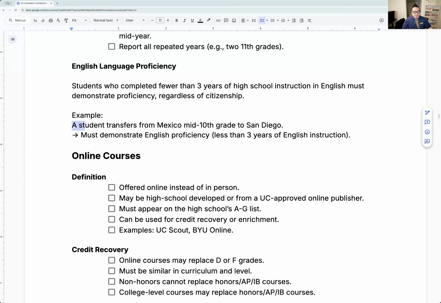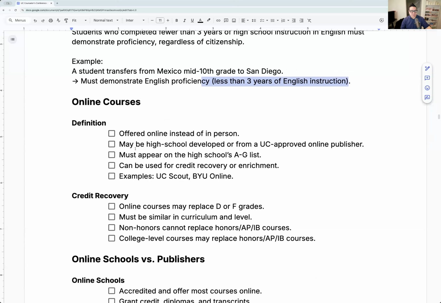For example, if a student transfers from Mexico mid 10th grade to San Diego, because there's less than 3 years, 3 years is a magical number. If there's less than 3 years, you have to pass the English proficiency, which is like the TOEFL, the IELTS, or other classes you can take to validate that, right?